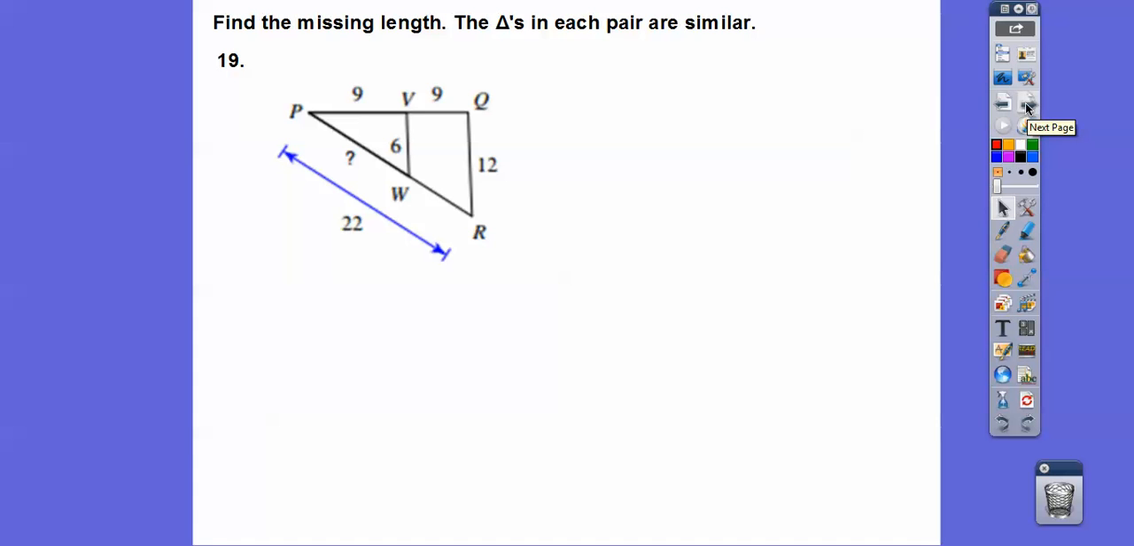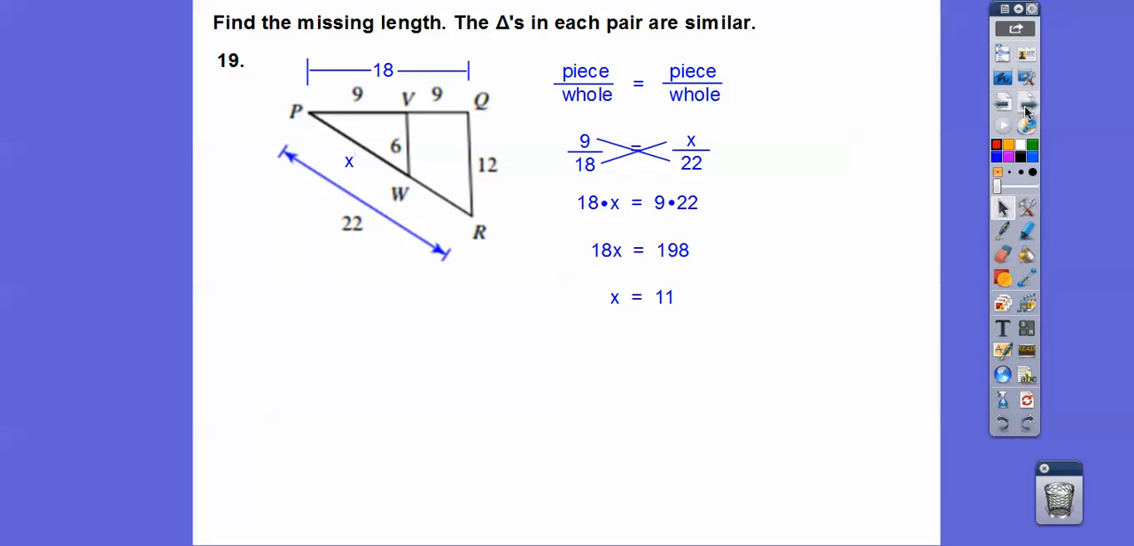It's 4 o'clock, so anyways, so what I'm going to do is do piece over whole equals this piece over the whole right there. So if they're similar, then that means that these lines are going to be parallel. And so we can do piece over whole when the lines are parallel. Okay, so we're combining a couple of theorems right there, but piece over whole equals piece over whole. So here we go. I'm going to go 9 over 18 equals, I'll call this x over 22. And when you cross multiply, we get x equals 11 right there.